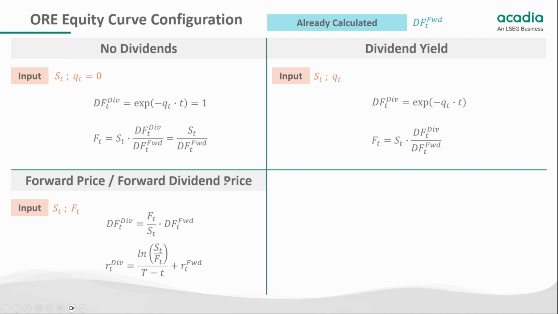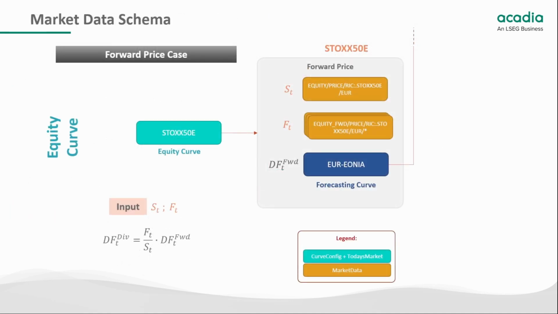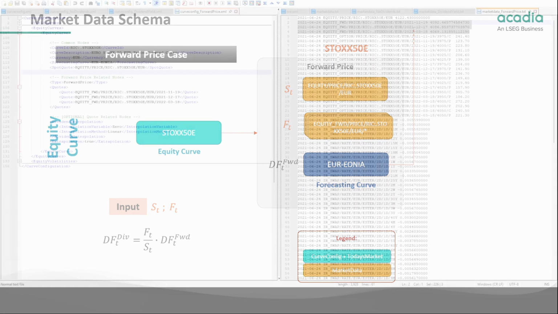Forward dividend price is only applicable in the case where the index is an equity dividend future index, and in that case, it will be excluded from the SIM calculation as per the SIM methodology. So that's very specific to, you guessed it, the SIM case. In terms of market data schema, we have, as usual, the spot price, the forward prices, or at least one, and as usual as well, the forward discount factor.